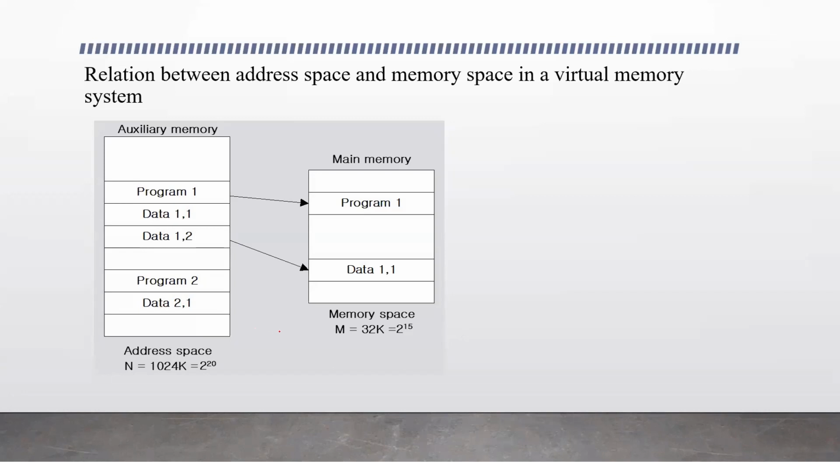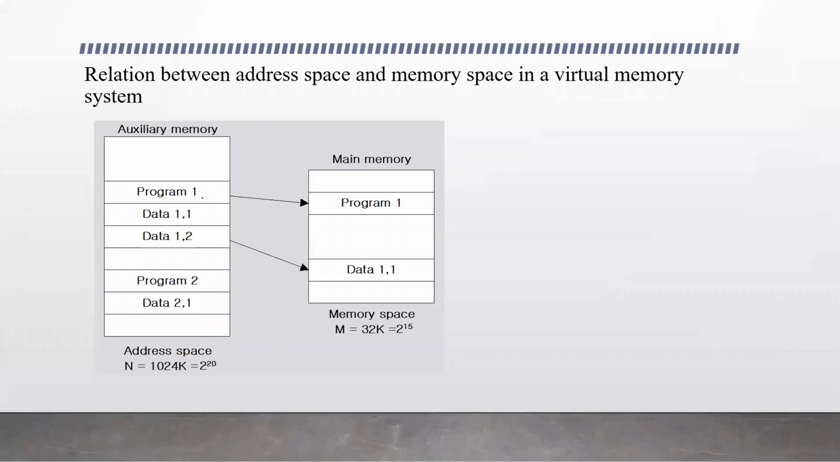This diagram shows the virtual memory system and the relationship between the address space and memory space. Here we have the address space. What is address space? It is a set of virtual addresses. The size of this address space, the set of virtual addresses used by the programmers, can be a maximum up to the total number of words available in auxiliary memory. The maximum space allowed in address space is the size of the auxiliary memory. So here the auxiliary memory size is referred to as address space.